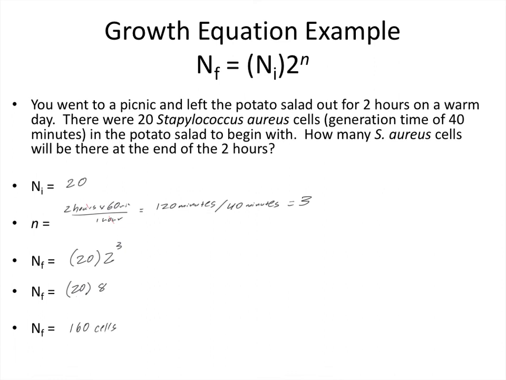So what this is telling us in words is basically that there were 20 cells to start with, and those cells were able to go through binary fission every 40 minutes. And after 2 hours, 3 generations of cells were able to be created. As a result of that, our 20 initial cells end up turning into 160 cells total.